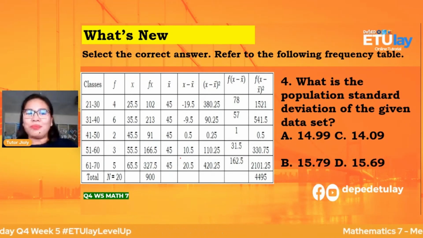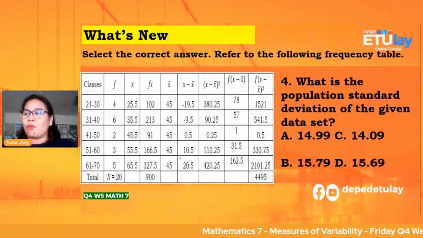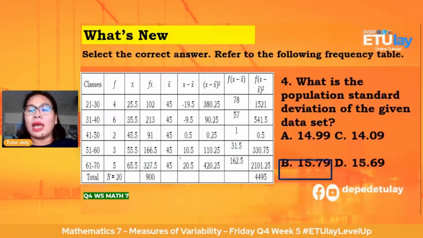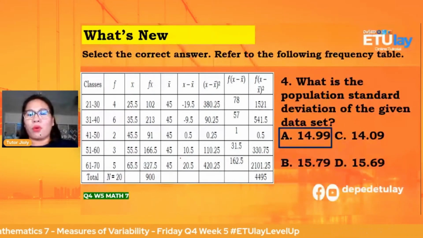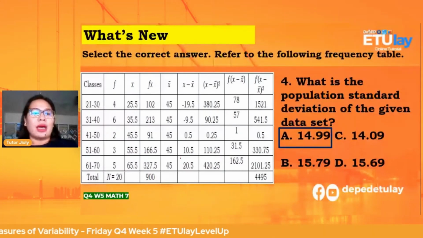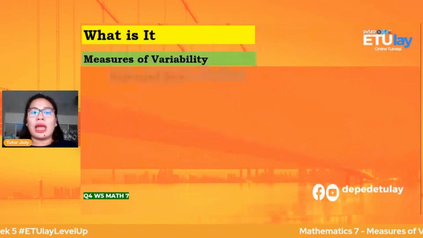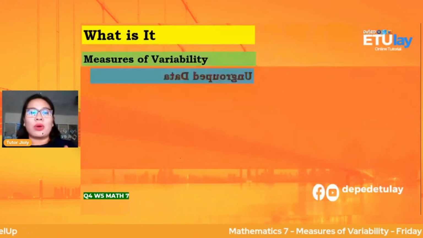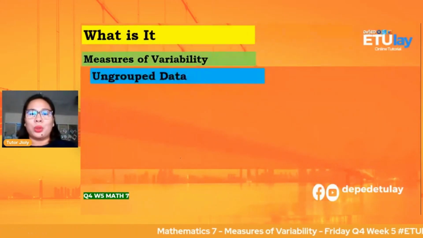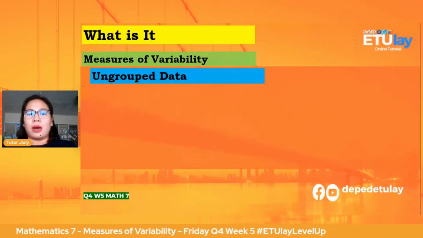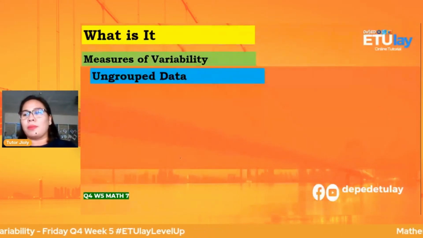The answer is letter A, 14.99. We will see why the answer for question number 4 is 14.99. Now, measures of variability. We have two topics again: the ungrouped data and the grouped data. The first one that we are going to discuss is the ungrouped data of measures of variability.